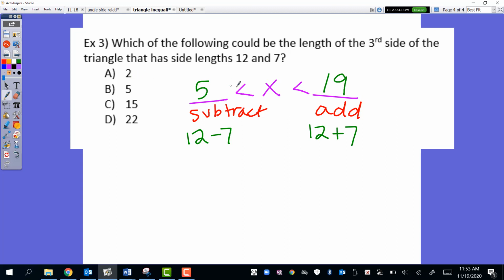So is 2 in between 5 and 19? Definitely not. It's way smaller than 5, so no. Is 5 between 5 and 19? Well, it is 5, but we said it can't actually be this number. It's got to be bigger than 5. So it's not going to be B, because 5 is not bigger than 5. 15, is 15 between 5 and 19? Yes. So I'm going to put a question mark. Possibly. That's a strong possible. And choice D, 22. Is 22 between 5 and 19? Well, no. 22 is bigger than 19, so definitely not that. So final answer is 15.